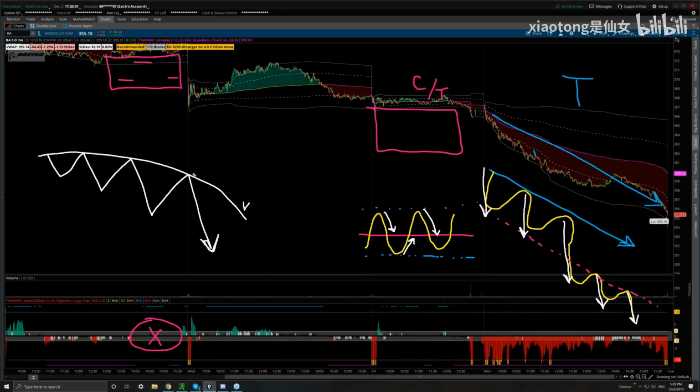VWAP is the point to which we are likely to return before resuming directional movement, before continuing to the downside in each of these instances. VWAP is effectively the place where sellers are going to resume their activity, trying to enter the market as close to the average price as they can.